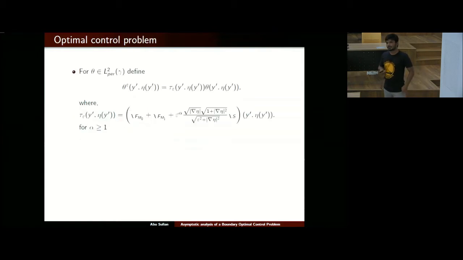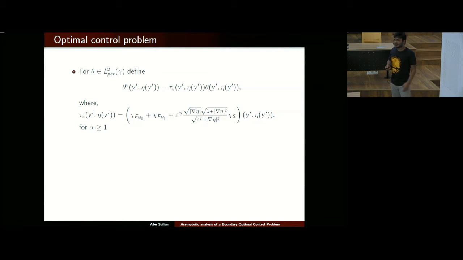The control set we are considering is L2 per gamma, which is the space of periodic functions on gamma. Since gamma is defined by the function eta, and eta is periodic, we can extend periodically to the whole R2. In that sense, we extend our theta belonging to L2 of gamma periodically to the extended gamma. Theta epsilon is defined by tau epsilon times theta, where tau epsilon is the scaling factor. This part is of order 1; I multiply it to get a nice characterization, but if you don't multiply, it is still okay.